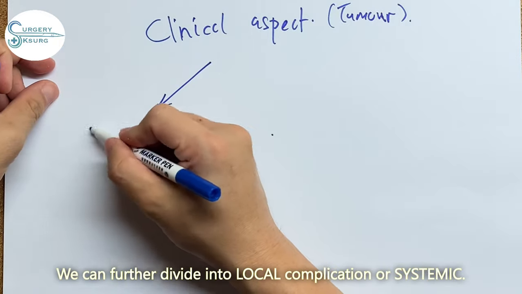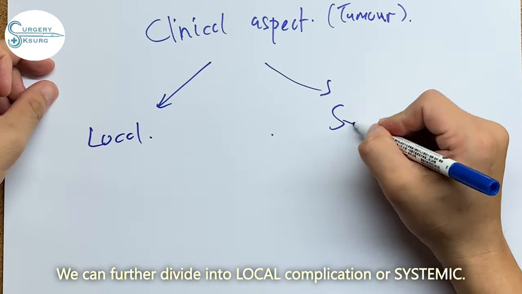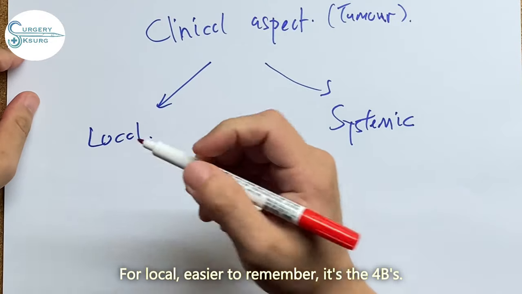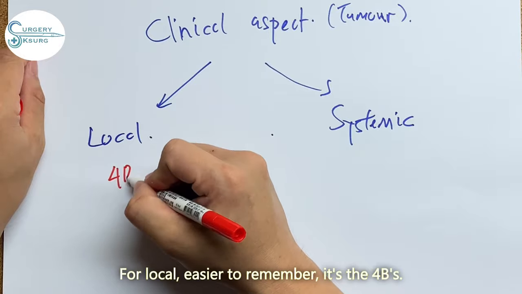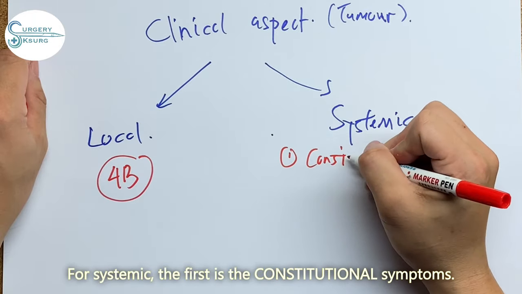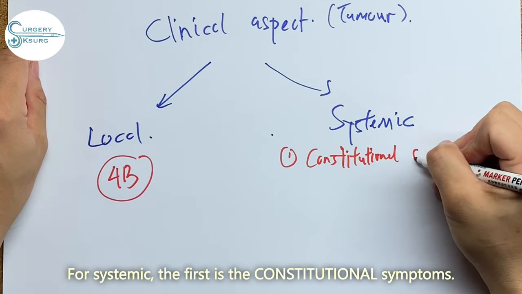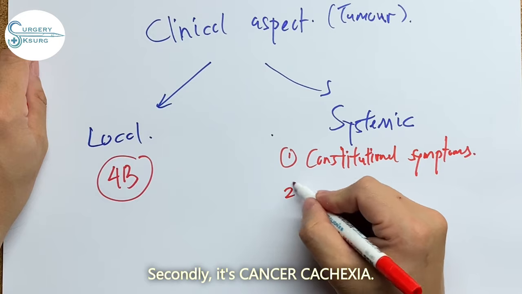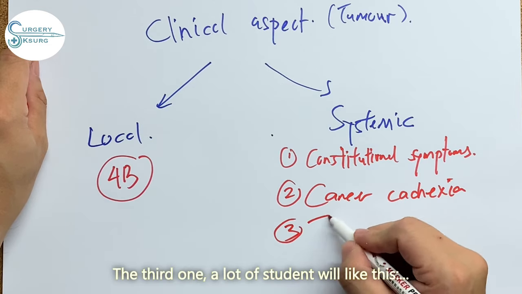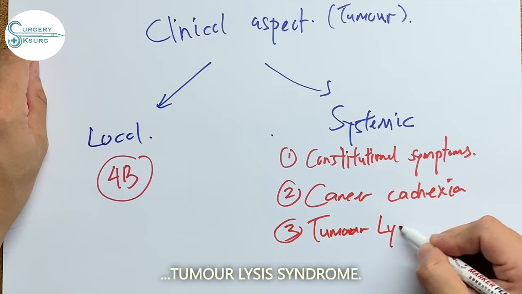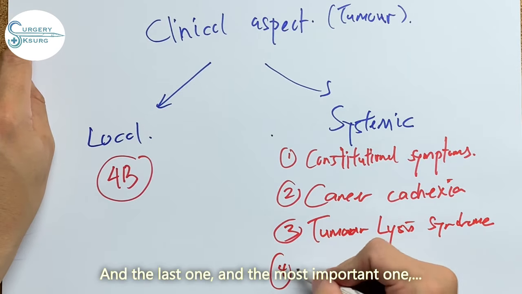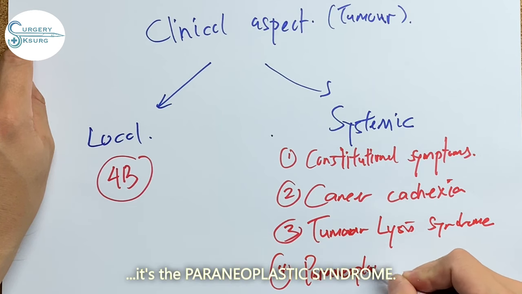We can further divide into local complication or systemic complication. For local, to make it easier for you to remember, it is the 4 B's. I will further elaborate on that. But for systemic, the first is the constitutional symptoms. Secondly, cancer cachexia. The third one, a lot of students would love this, tumor lysis syndrome. Today, this week, we are going to introduce a lot of big words. And the last one, and the most important one, is the paraneoplastic syndrome.